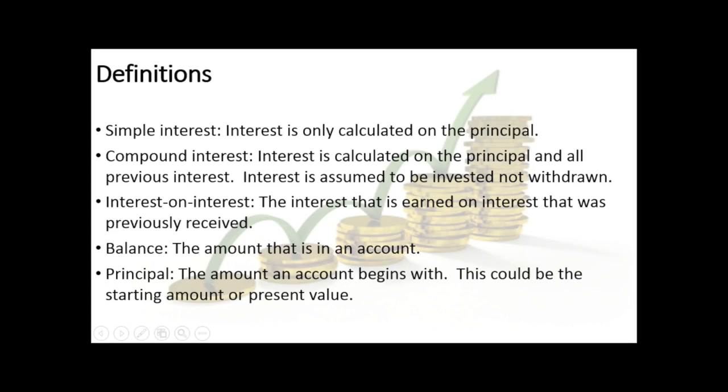First, simple interest is when interest is calculated only on the principal. Compound interest, interest is calculated on the principal, and any interest that you've already earned, you get to earn interest on again the next time, which means that you earn interest on interest. This is interest that you receive in one period because you earned it in a previous period. Now the balance is how much money is in the account at that time. Principal is how much the account starts with. This would also be the present value.